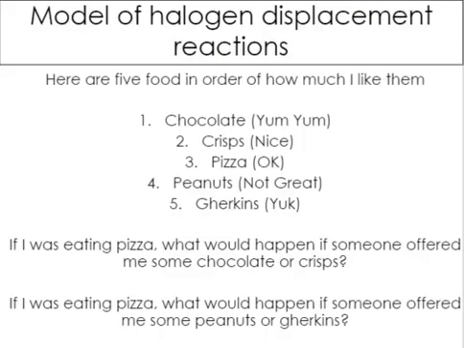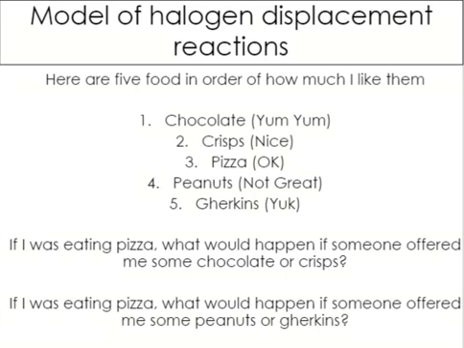So before I get on to the chemistry, we're going to have a look at a model of this using food. So I want you to imagine that you've got 5 pieces of food listed in order of how much you like them. So whatever you like the most goes at the top of the list, and whatever you like the least goes at the bottom of the list.